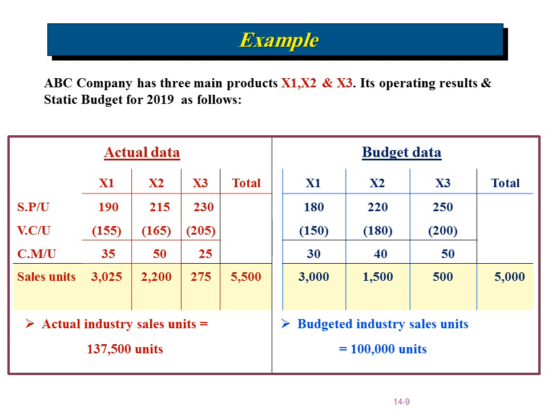And here I have actual industry sales units. Actual industry, I speak about the market sales: 137,500 units, it's the market, but my actual as a company is 5,500. Also budgeted industry sales units, budgeted here for the market.